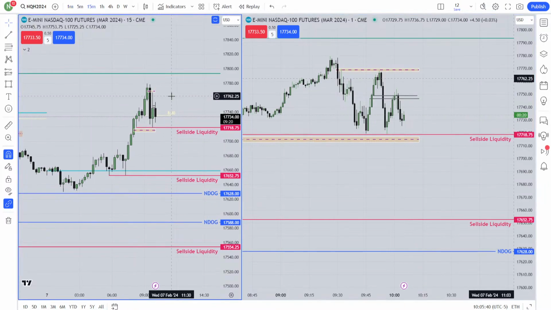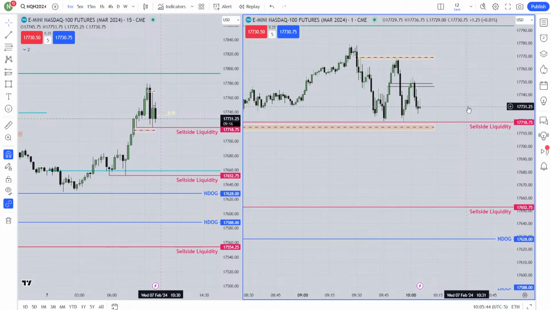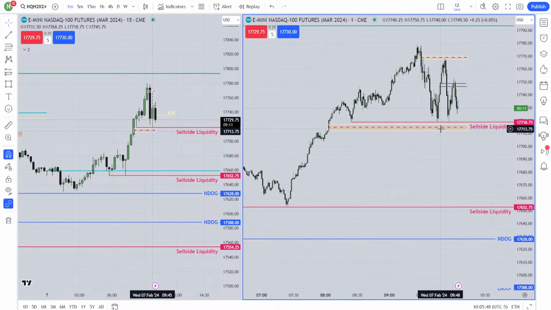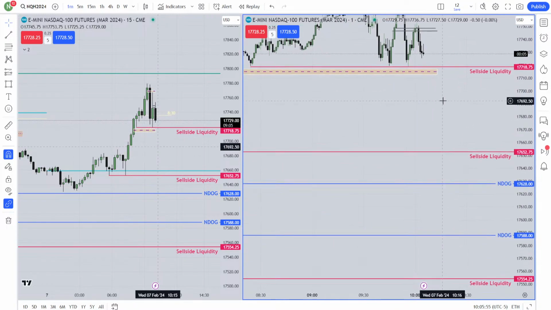Whether it works or not, right now I'm expecting consolidation. Let's see. How do I know that it's not consolidating? I need to see it's broken. This is the last fair value gap from the 1 minute chart. I would love to see it broken. If it is broken, I will look for a setup for this sell side liquidity.